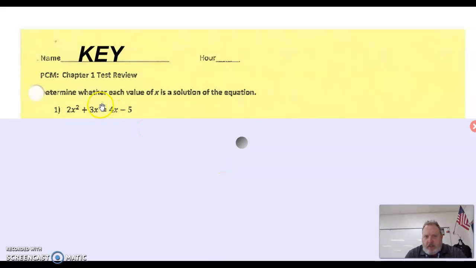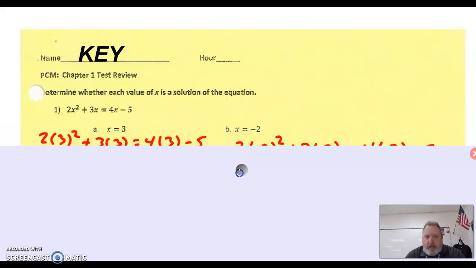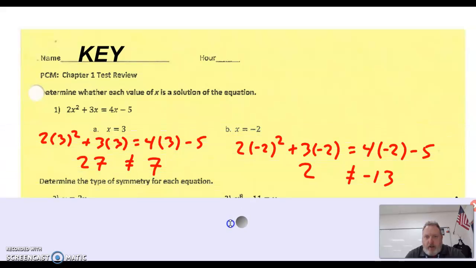So this first one just says determine whether each x value is a solution. You're simply just plugging the x values into the equation. If you get a true statement, it's a solution. If you get a false statement, it is not. So in this case, both of them are false.